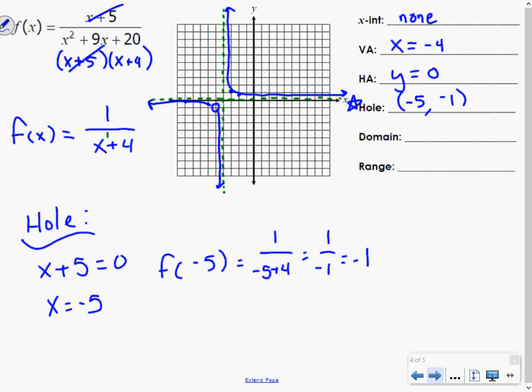So this time, for our domain, we have two x values that we need to exclude. We can't have an x value at -4, that's the vertical asymptote, or at -5 because that's where the hole is. That point has been extracted, it's been removed from the curve. For the y values, we're going to remove 0 because that's our horizontal asymptote, and -1, because that is the y value at the location of the hole.